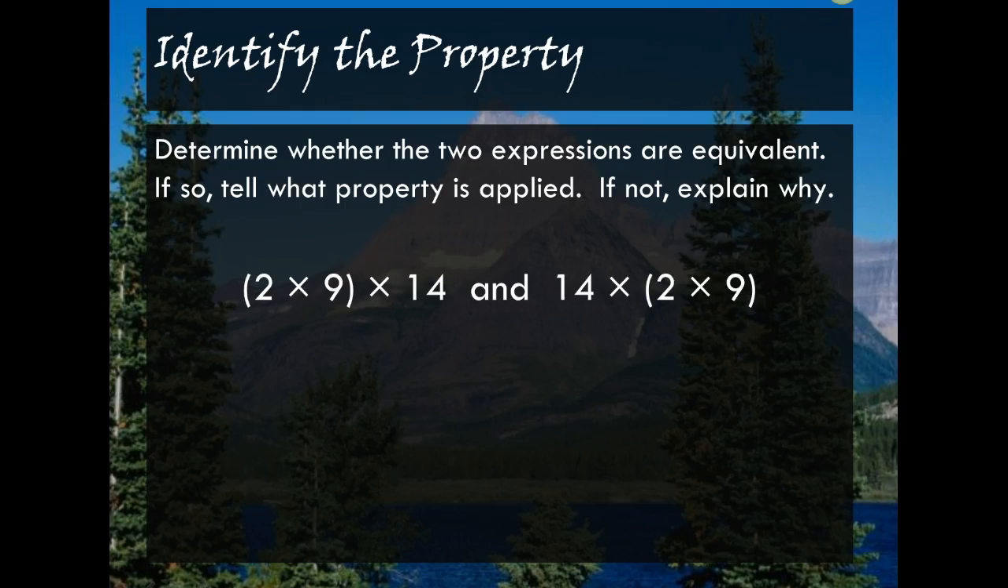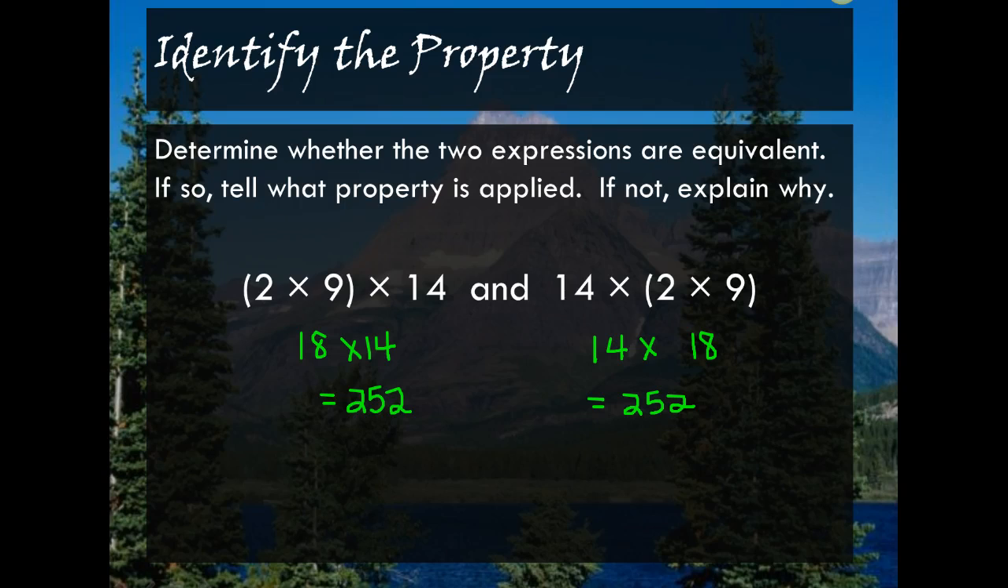Let's take a look at this problem. 2 times 9 is 18, and 18 times 14 is 252. On the other side, our parentheses contain 2 times 9, which is 18, and 14 times 18 is 252. We have to look very carefully to determine whether it is commutative or associative.